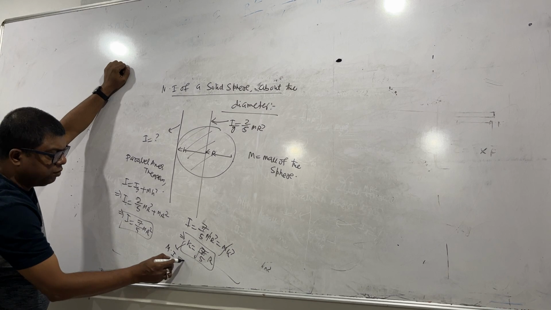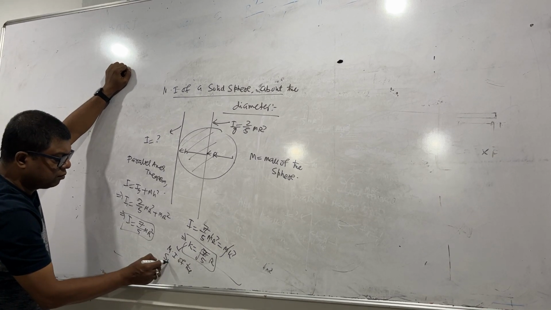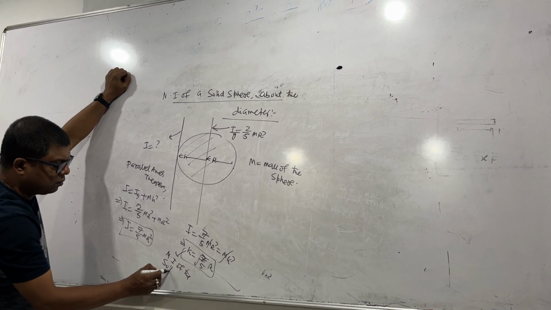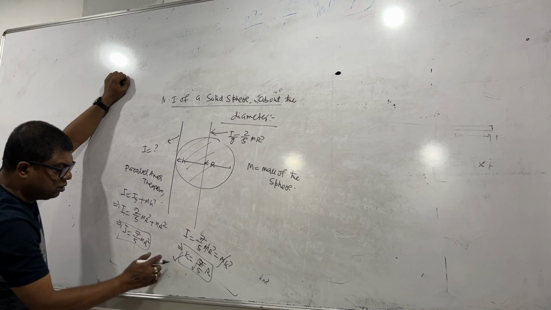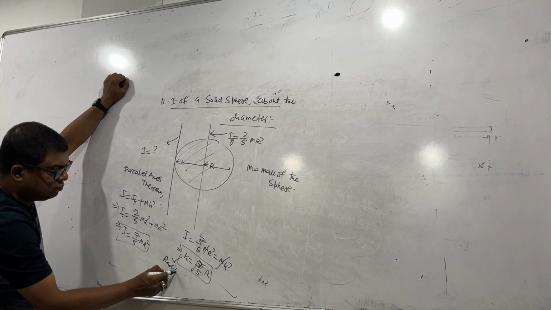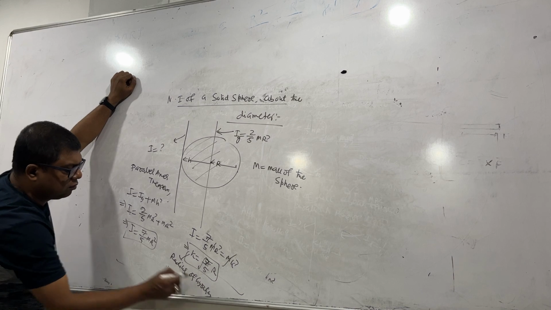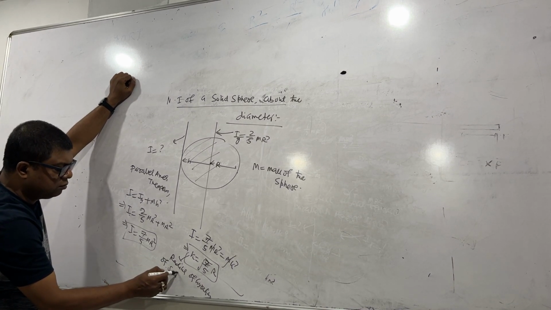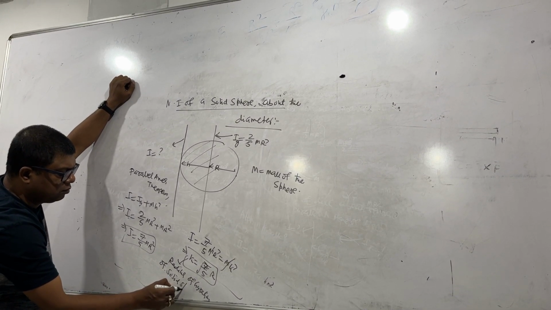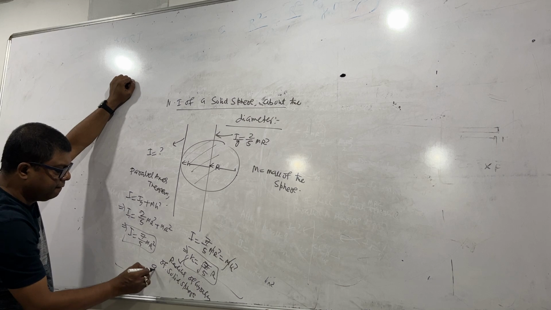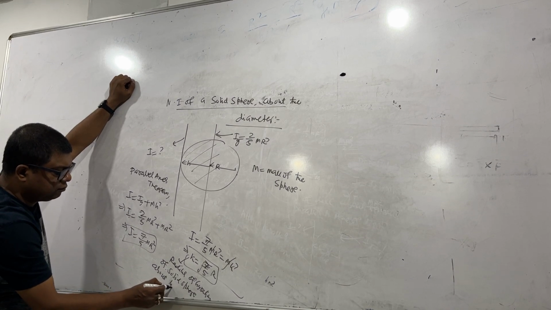What is this? This is the radius of gyration of the solid sphere about the tangent.